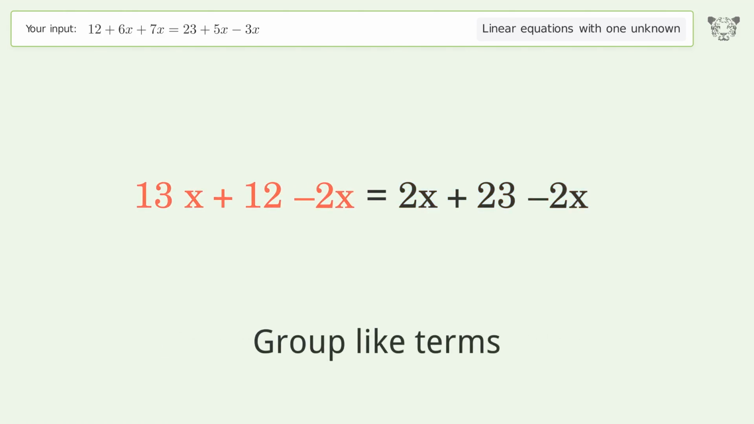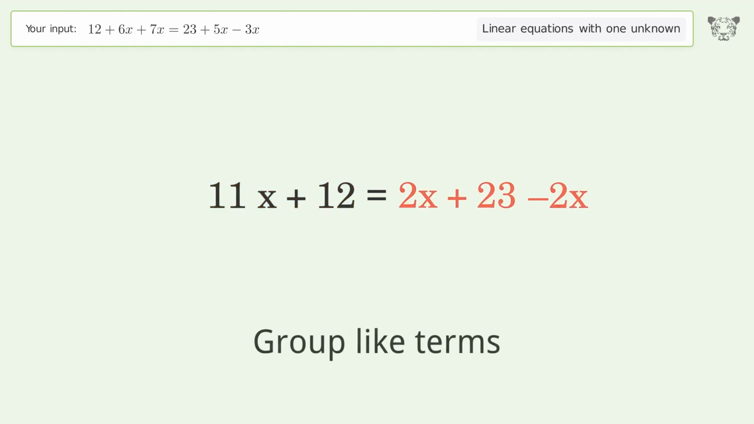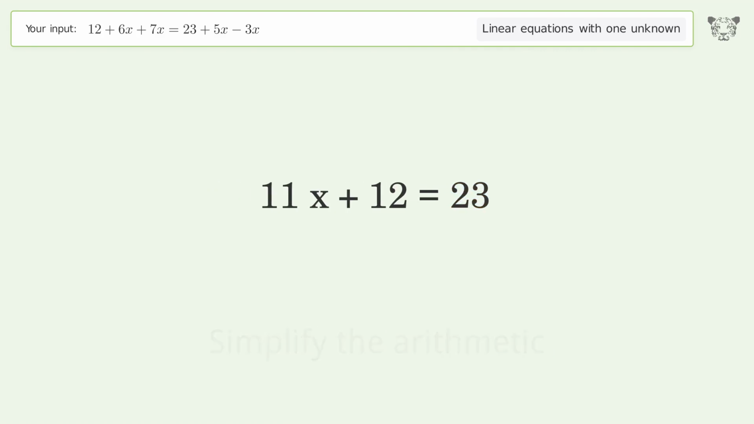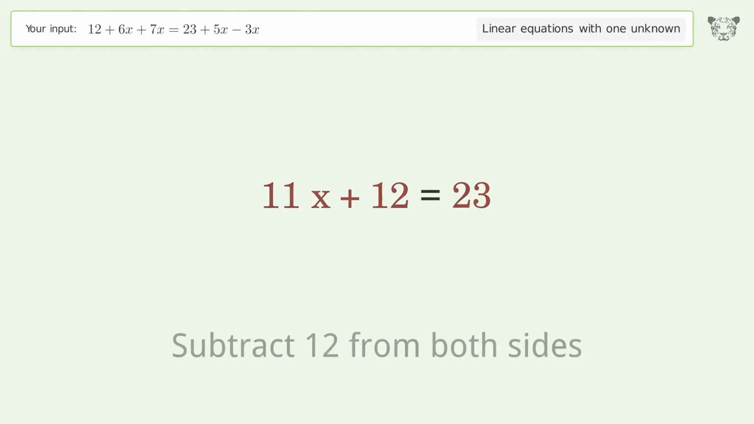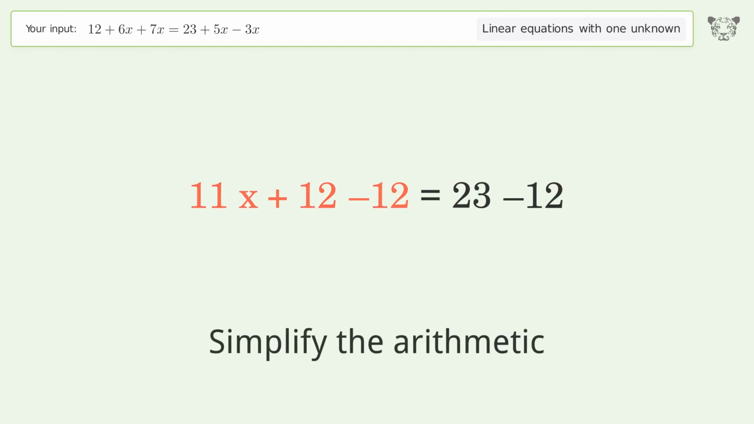Group like terms. Simplify the arithmetic. Group like terms. Simplify the arithmetic. Group all constants on the right side of the equation. Subtract 12 from both sides. Simplify the arithmetic.